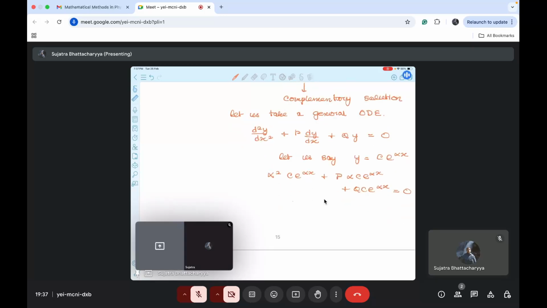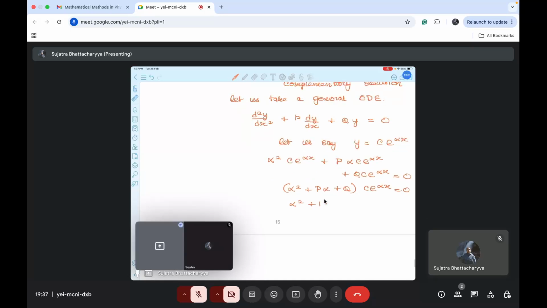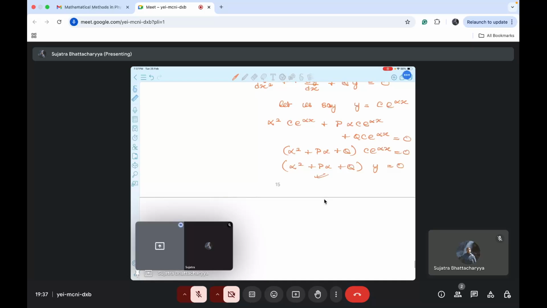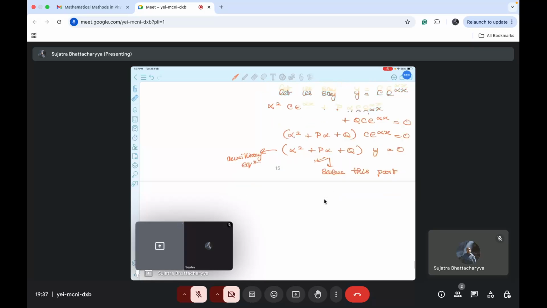Great. So now, can I write this as alpha square plus p alpha plus q times c e to the power alpha x should be equal to 0, or alpha square plus p alpha plus q into y should be equal to 0. Let's solve this part. This part is also called the auxiliary equation. Okay, so we will solve this.